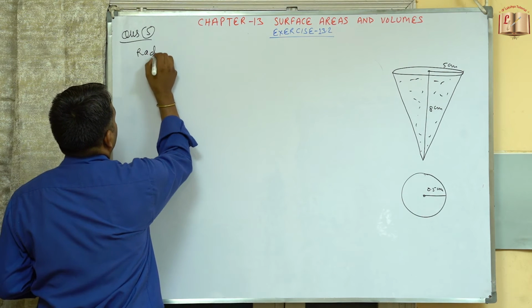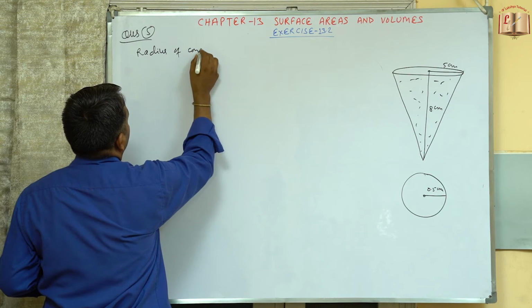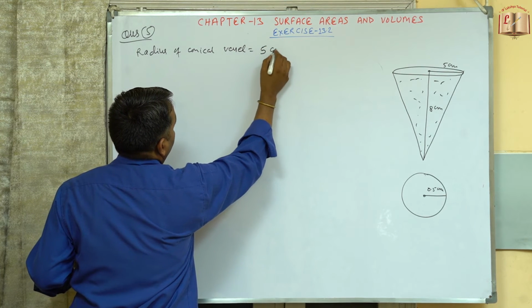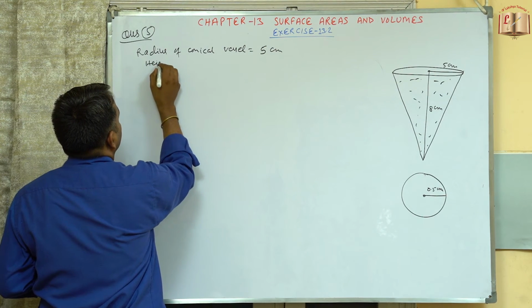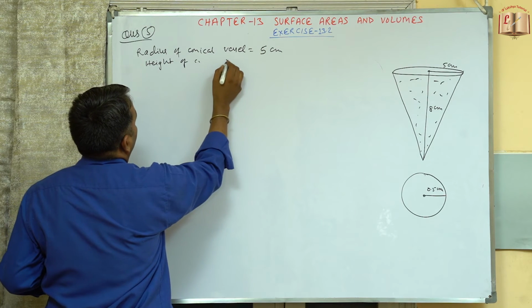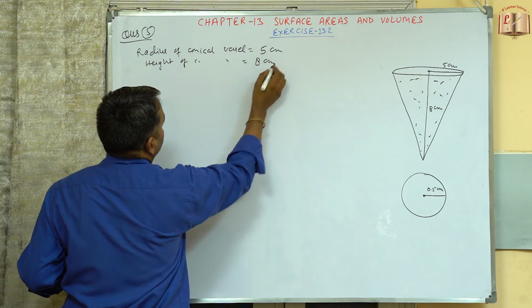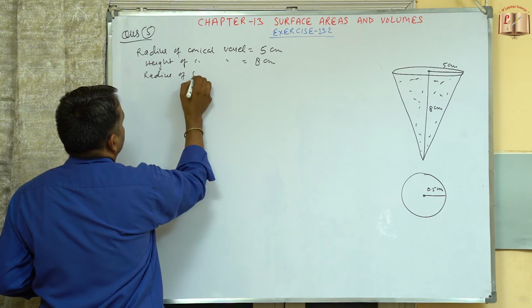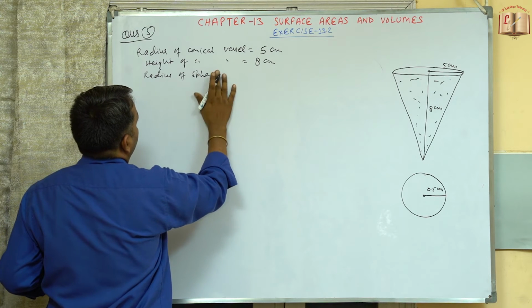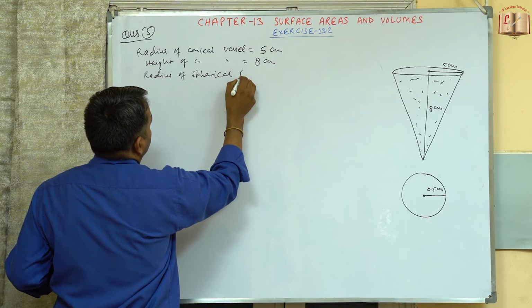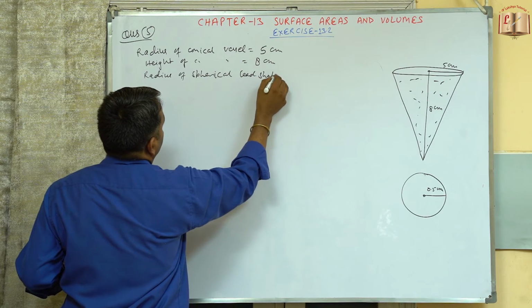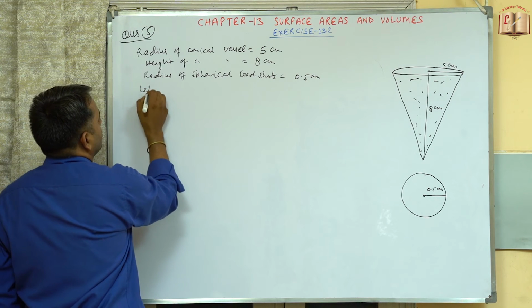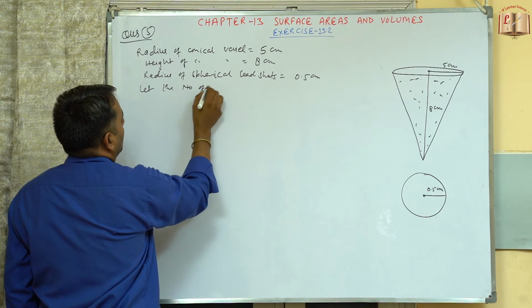So radius is already given, radius of conical vessel, this is 5 centimeter given, and height of conical vessel is given 8 centimeters, and radius of spherical lead shots, this is given 0.5 centimeter. Now see that let the number of lead shots is equals to n.